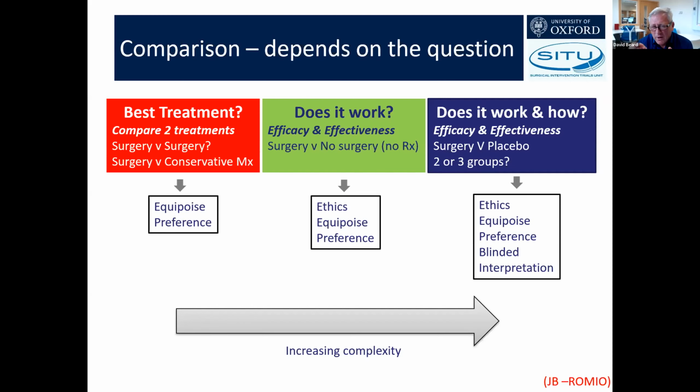You move to does it work and look at core effectiveness and efficacy. It puts in some problems because you're often saying, I'm not going to do something compared with doing something. And that brings in ethics, it brings in preference, and it brings in equipoise. If you go a stage further to the right-hand side, and you want to understand how it works, as well as looking at the effectiveness, I'll give you an example of that in a second. We're talking about surgical versus placebo arm groups, which both Jane and I have an interest in. And it brings in another whole raft of issues, blinding, interpretation, as well as ethics and equipoise. So just be mindful where you want to go. And I'm sure Jane will talk about that in her talk later on.